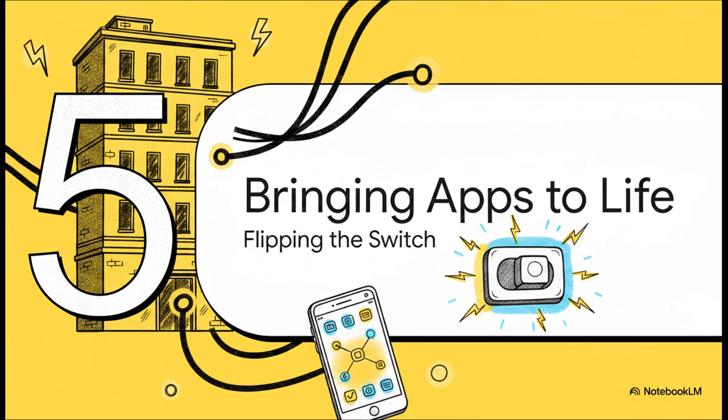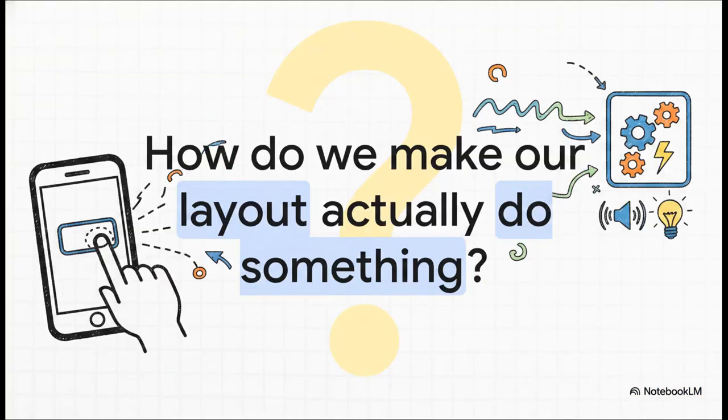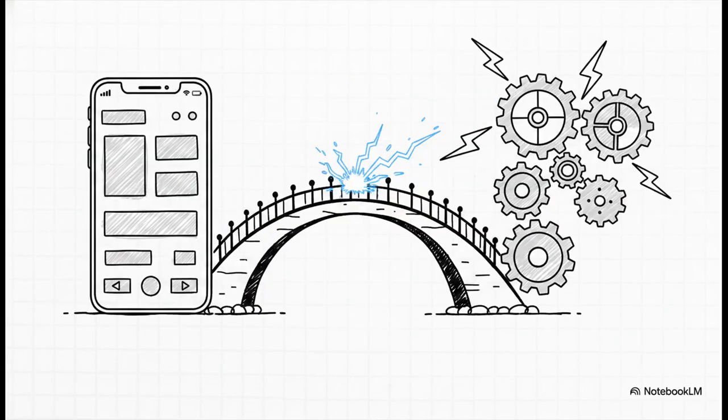Section 5. Bringing apps to life, flipping the switch. Okay, so our building looks great from the outside. The walls are up. But a beautiful button that doesn't actually do anything is, well, just a picture of a button. So how do we install the electricity and capture a user's tap? The magic happens right inside our main activity.kt file.